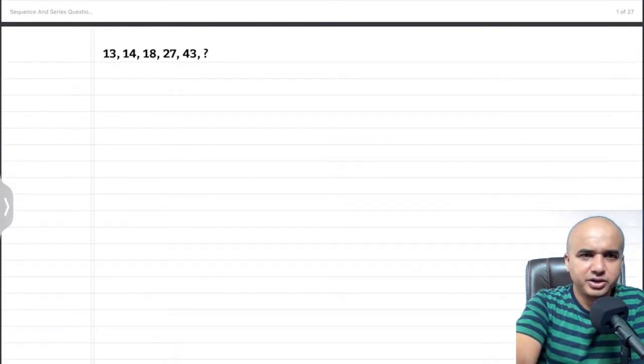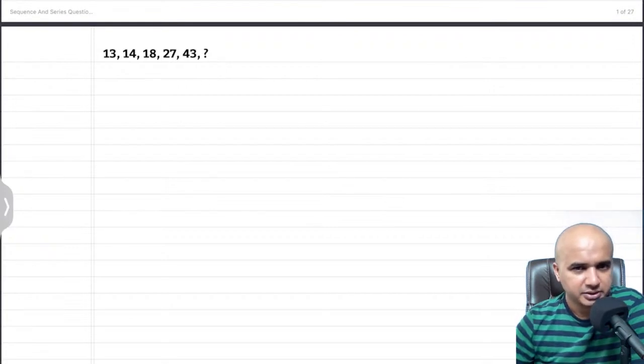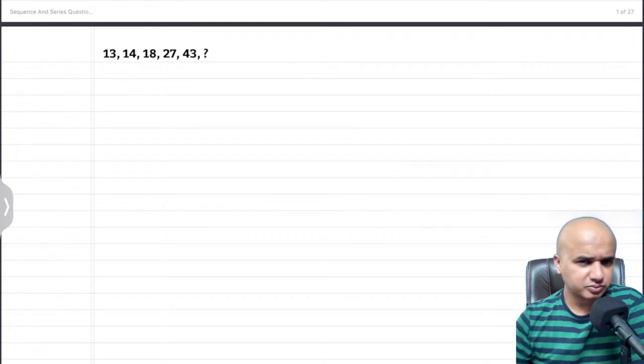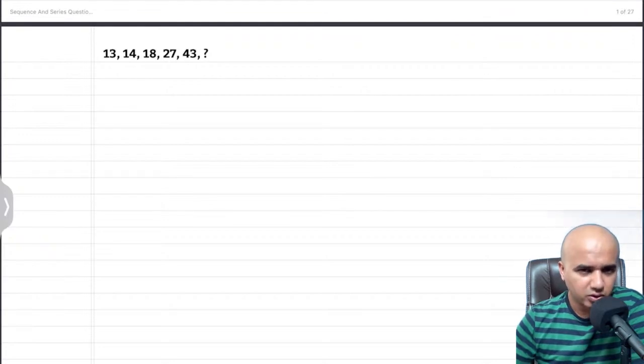Next we have 13, 14, 18, 17 and 27 and 43. Okay, this is not so easily solved because there is no straightforward multiplication which will get us the next number, or there is no addition also, no? So you cannot simply add something and get the next number. 13 plus 1, 14, 14 plus 1 is not 18, then 18 plus 1 or 2 or 3 is also not 27, but there seems to be some kind of relationship.